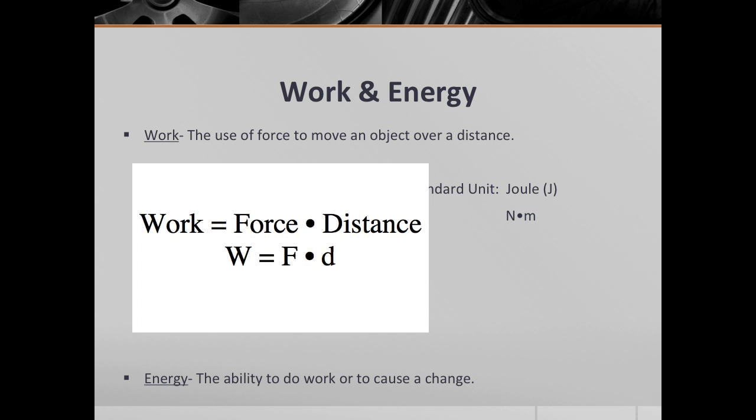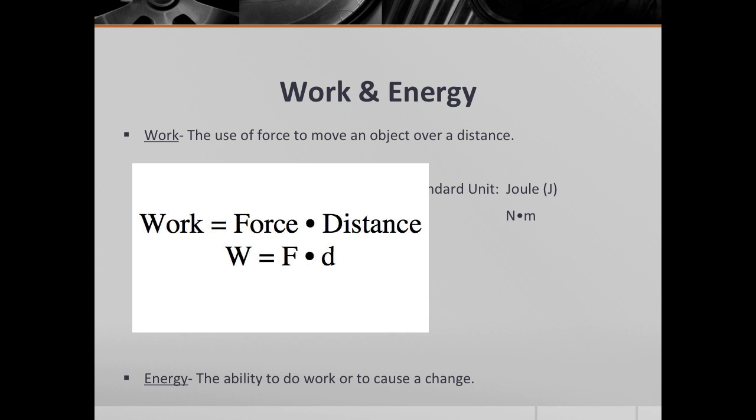Work and energy. Work is the use of force to move an object over a distance. The equation for how to calculate work is work equals force times distance, or W equals F times D. The standard unit for work is a joule, also a Newton times meter.